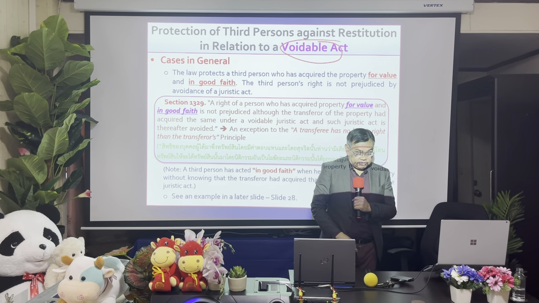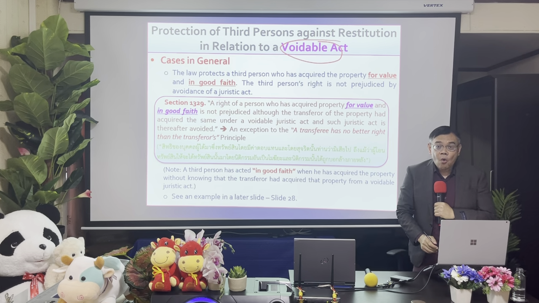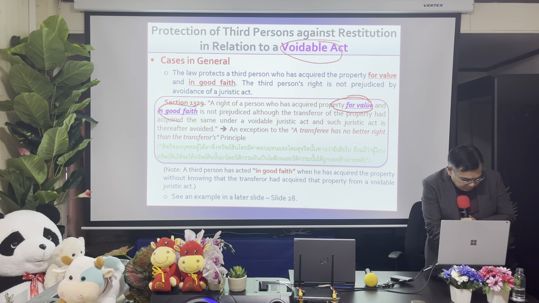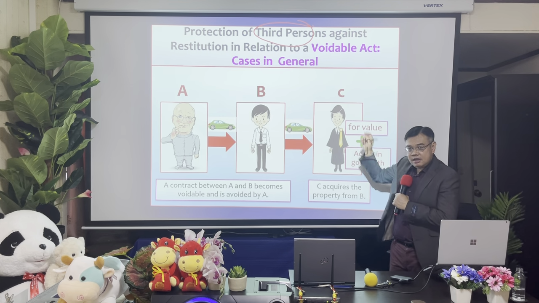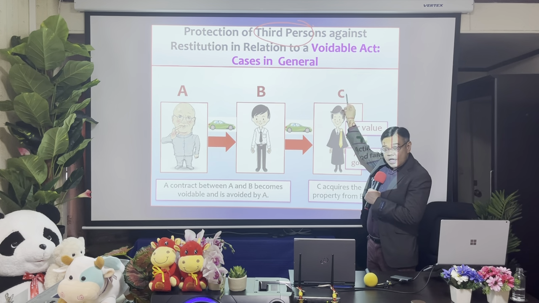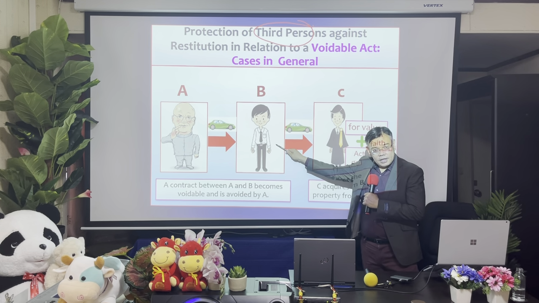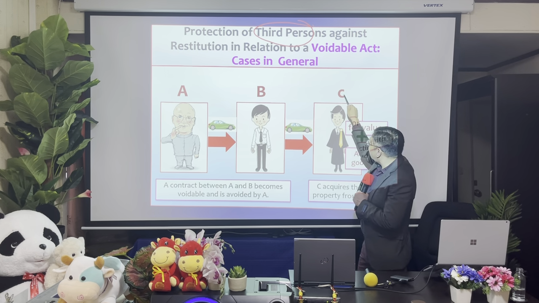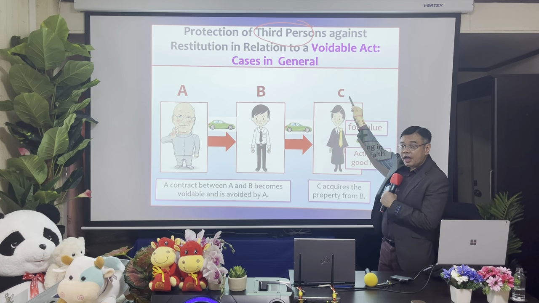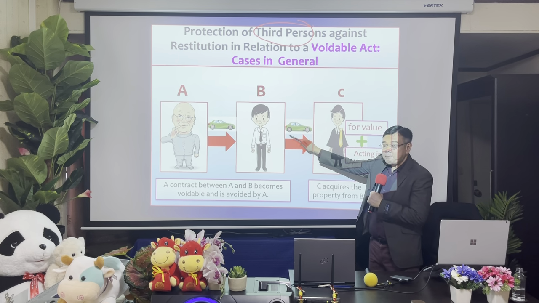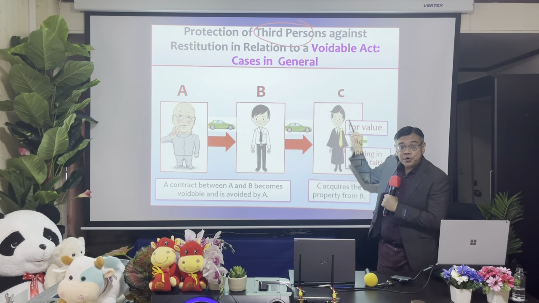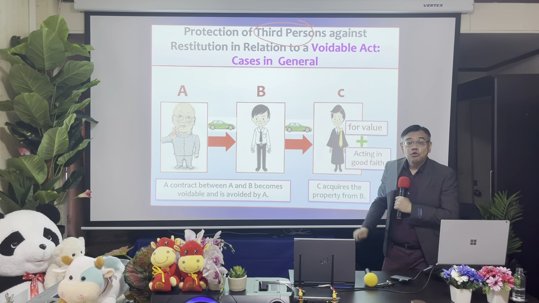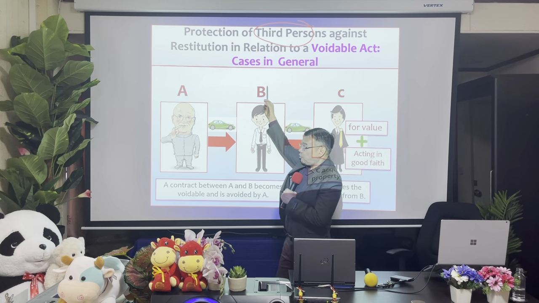1329 again. 1329 protects a third person when the third person acquired the property for value and in good faith. So in this case, if C has received this property for value, let's suppose that B has sold this car to C, C has received this property from B for value, because C would have to pay the price to B. And C knew nothing about the contract between A and B.